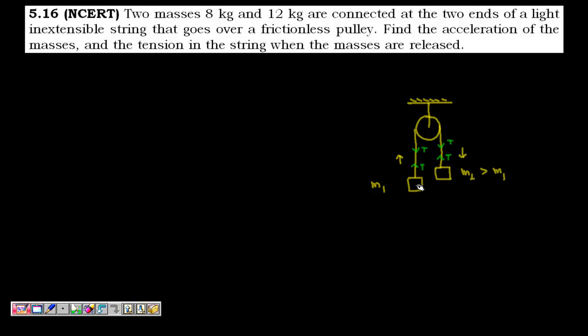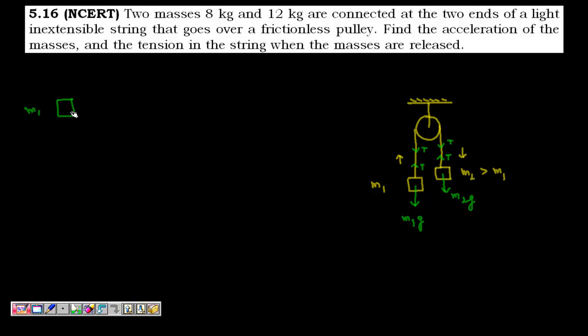And what is the force acting on m1? It is m1g, the weight of m1, and for m2 it is m2g. Clear? Now we have shown all the forces acting on the system, and in order to solve it we have to draw the free body diagram for both m1 and m2.